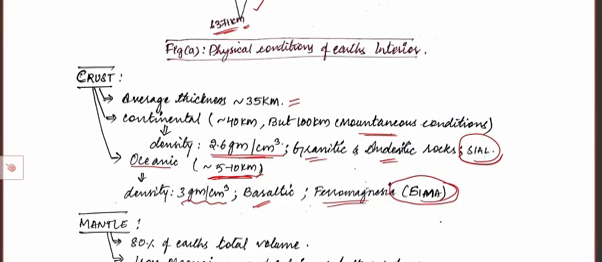Yesterday I told you that continental crust has lower density and oceanic crust has higher density, which helps in the floating of the continent and subduction of the oceanic crust. So from here we can know that oceanic crust is 3 grams per cubic centimeter, and the density of continental crust is 2.6 grams per cubic centimeter. From this we can understand that continental crust is lighter than oceanic crust.